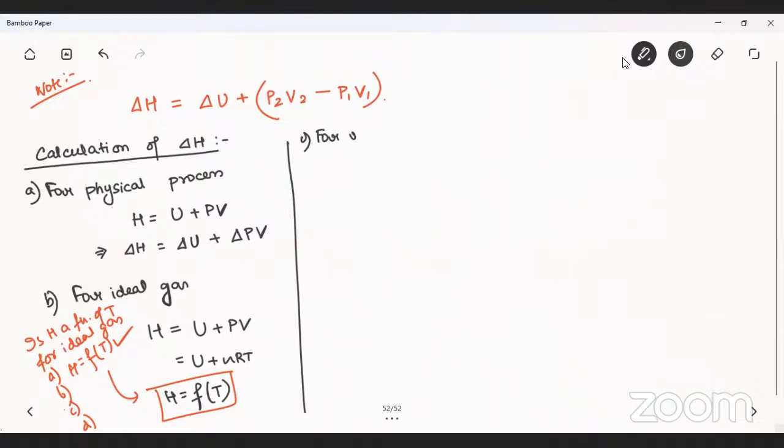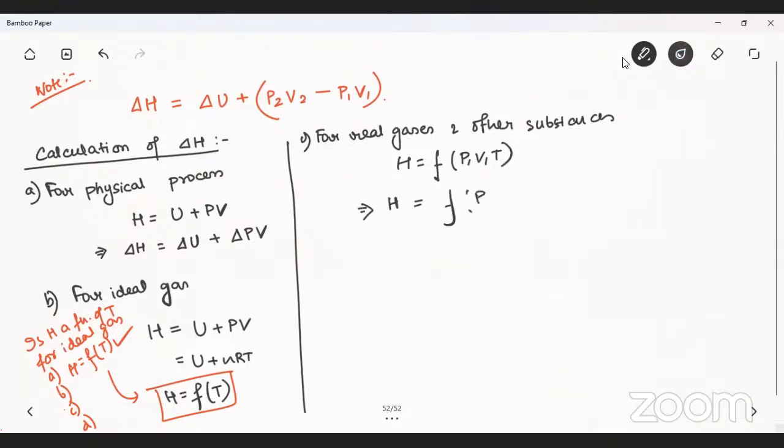For real gas and other substances, how do we formulate? H is equal to a function of P, V, T. So all the 3 terms vanish. So H is equal to a function of PV. It is also equivalent to a function of VT. It is also equivalent to a function of PT. So this is something we have already learned before.